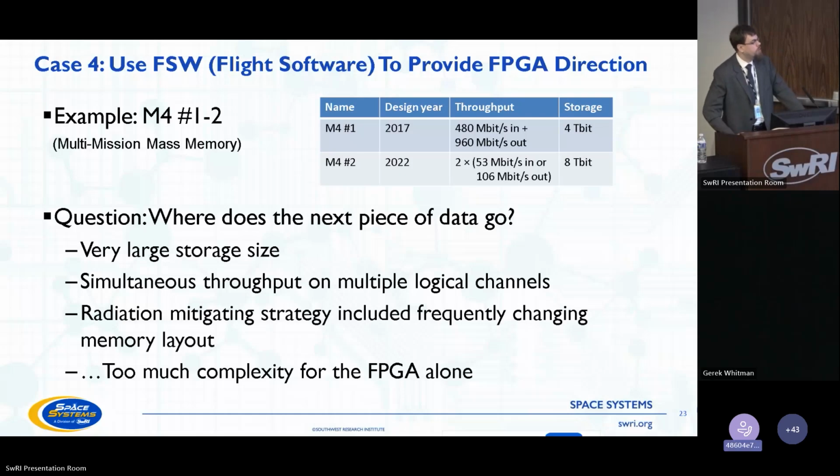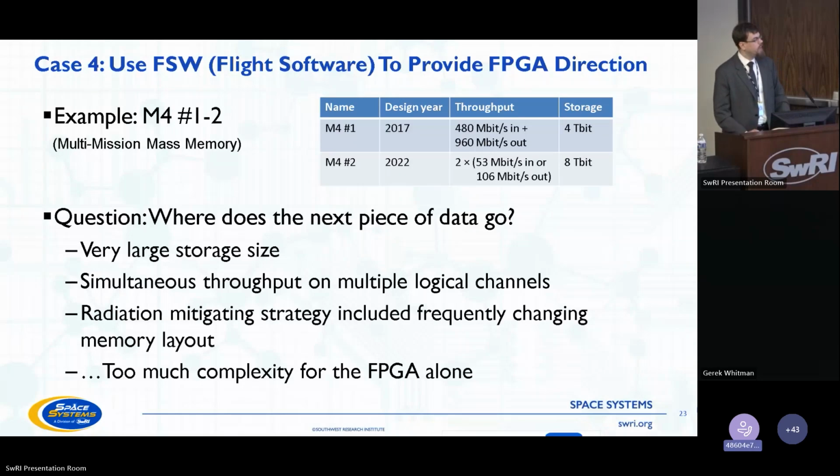They need to do simultaneous input and output on multiple logical channels and also multiple physical channels. So within the NAND flash devices, data is being accessed at multiple different locations simultaneously. In addition, as I'll talk about in a bit, we had a radiation mitigation strategy that involved specifying memory layout completely. This is all way too complicated to stick on an FPGA.